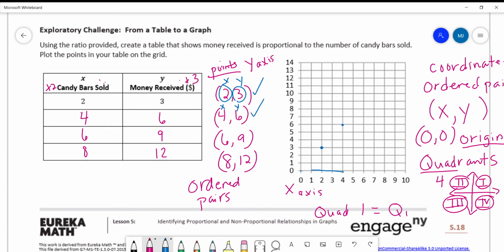Got that one. Now we're looking for 6 and 9. So across the bottom, find 6 right here, and then go up till you find the 9, which is here, and make yourself a nice dot. Got that one. See if you can do 8 and 12. Check yourself. Did you get the point 8, 12?